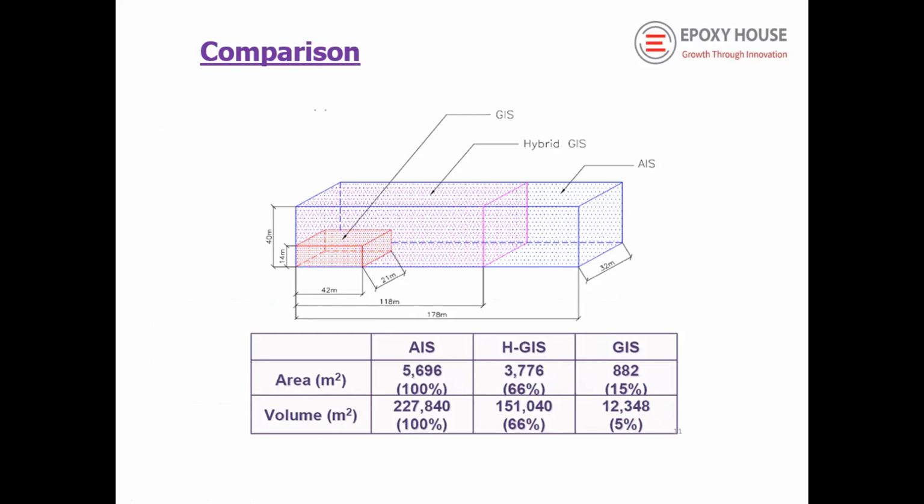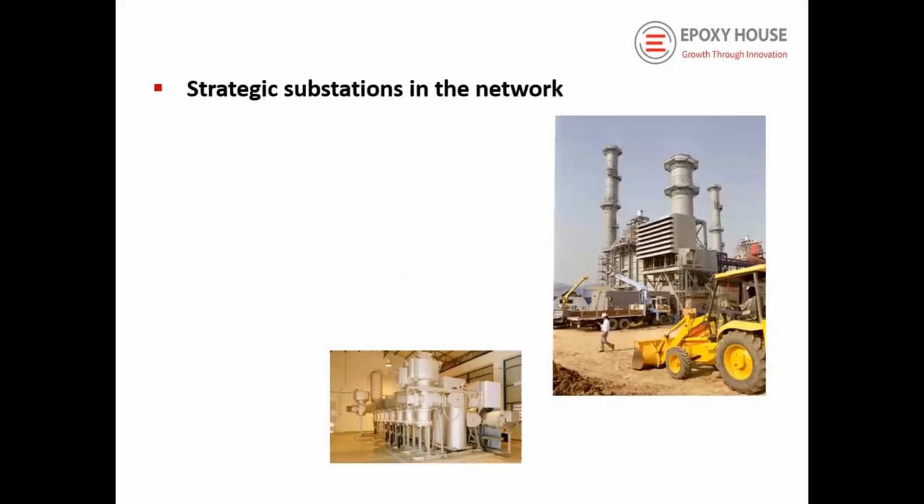There is a CBIP comparison also for the cost. From the cost point of view, for GIS the capital expenditure is very high. Very high means about 20 to 30% higher than the AIS. Otherwise, for all other expenditure, the total life cycle cost is very much less for the GIS.